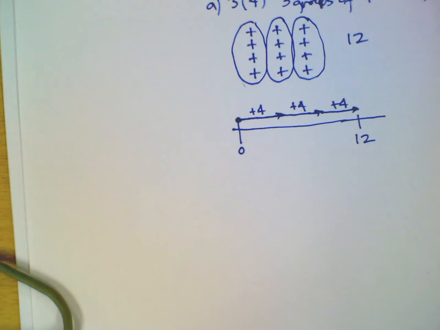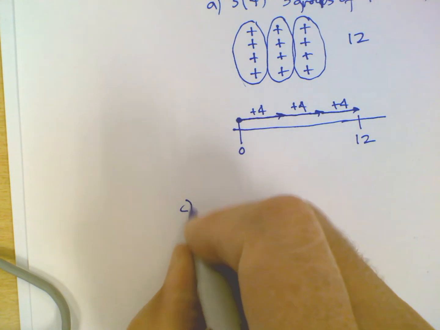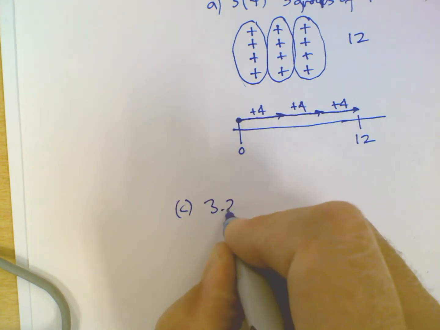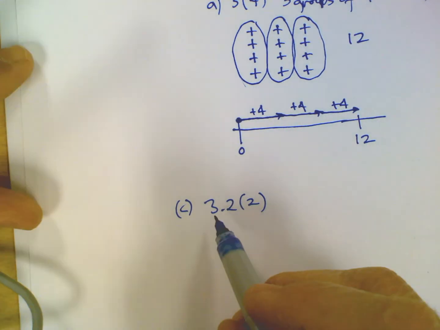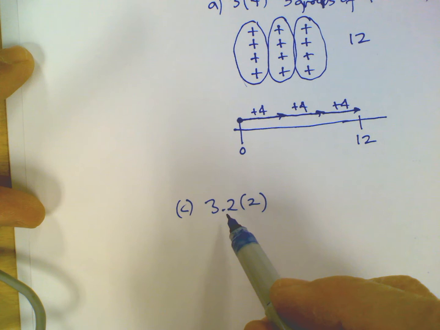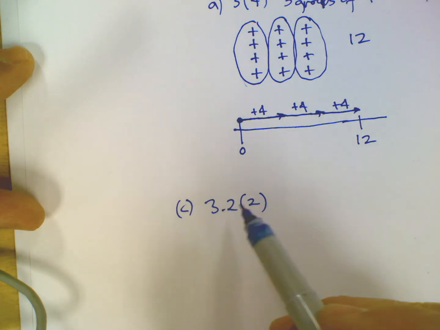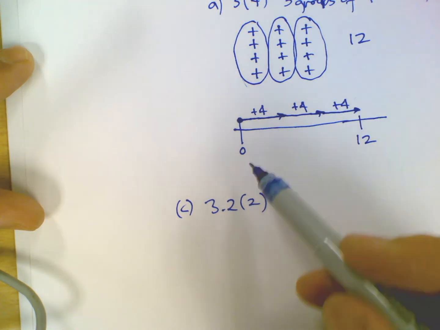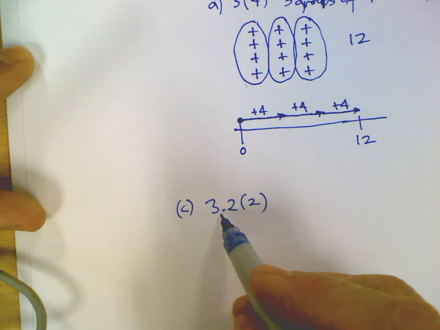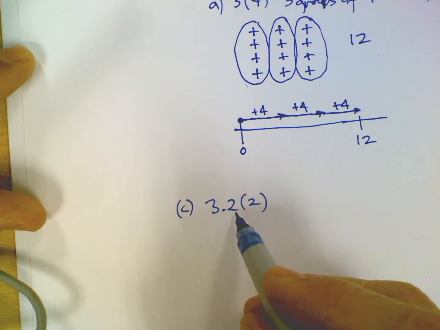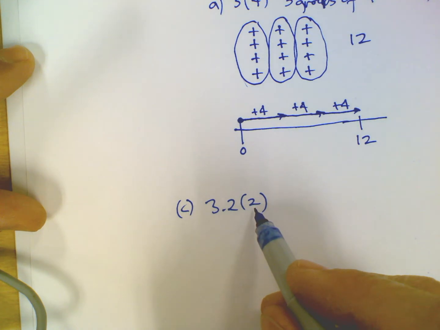So C, let's look at C. C has the question 3.2 times 2. Now this one is different, it's harder to see this as groups of, and even harder to see with the tiles, because we have a decimal, a tenths here. It's 3 and 2/10 times 2.